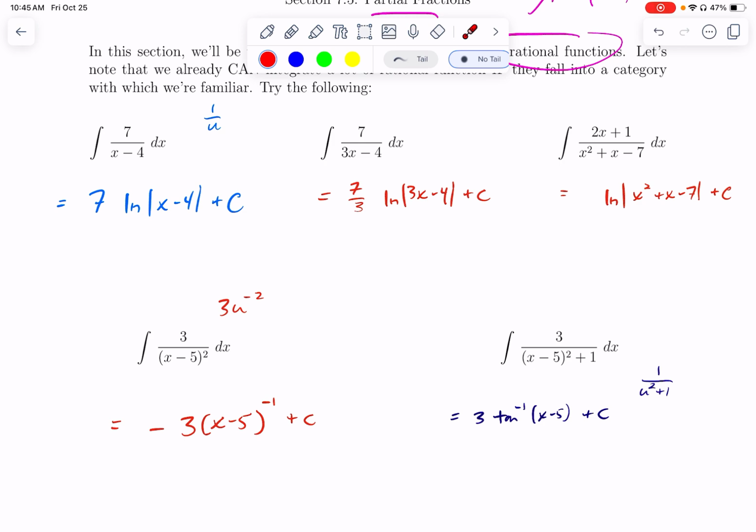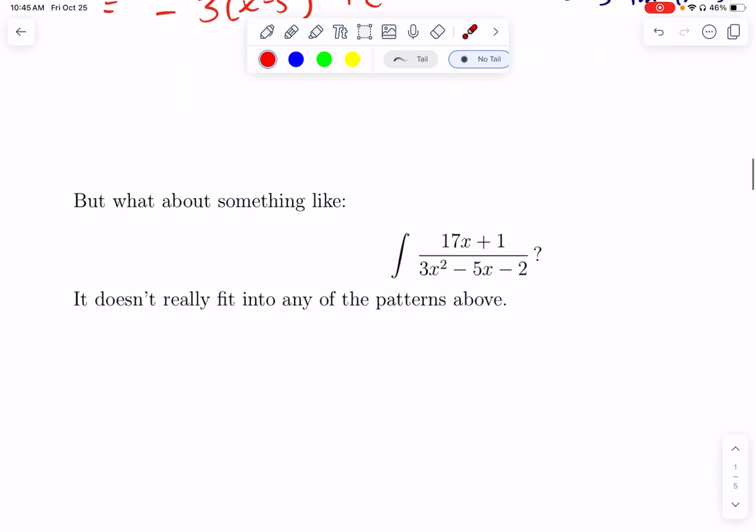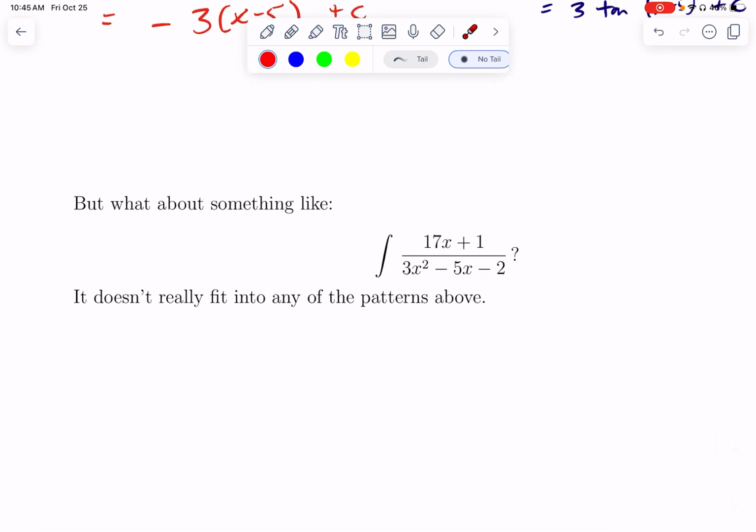But if you randomly make one up, my guess is you don't know how to integrate it. What if we have something like this? Integral of 17x plus 1 over 3x squared minus 5x minus 2. The numerator is not a constant, so it's not as simple as those ones with just the substitution. The numerator is not the derivative of the denominator or a multiple of the derivative of the denominator. So nothing similar to what we did so far seems to work directly.